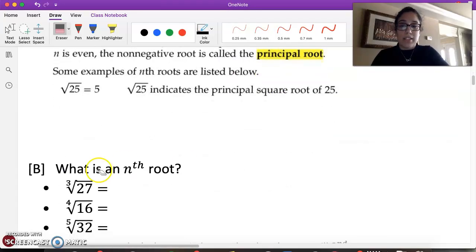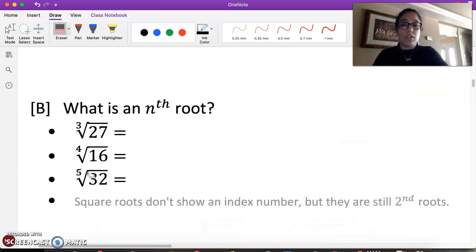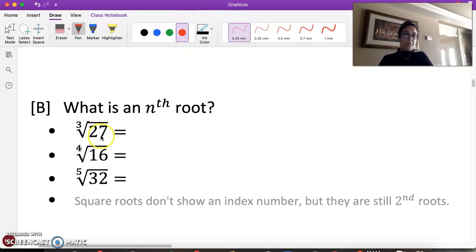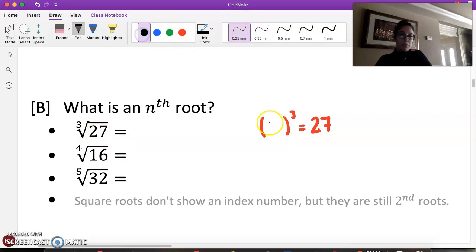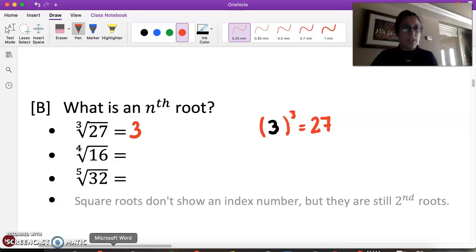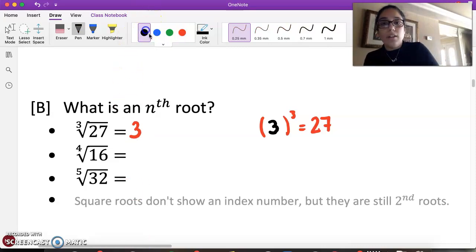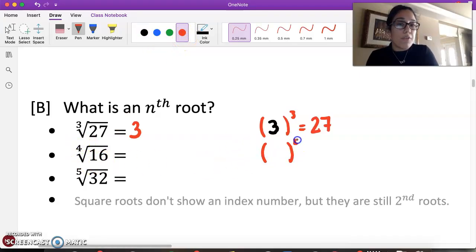Let's talk about what that means. If we have the cube root of 27, the question is, what cubed is 27? This is pretty simple. We've done things like this. What number cubed gives you 27? Well, the number is 3. So the answer here would be 3, because 3 cubed is 27. What about the fourth root of 16? What to the fourth power gives you 16? The answer is 2.